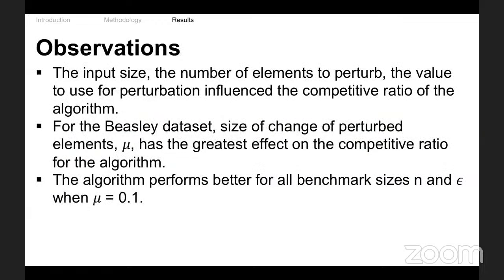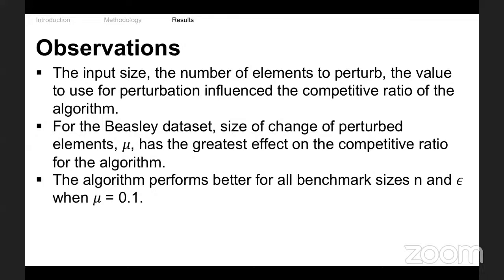So as I mentioned earlier, the input size, the number of elements to perturb, and the values of perturbation influence the competitive ratio of the algorithm. More specifically, they are directly proportional. So as the error increases, the competitive ratio also increases. And for the Beasley data set, we get the result that the variable that gives the most impact is mu, which is the change per element. So that is basically our analysis for our empirical testing.